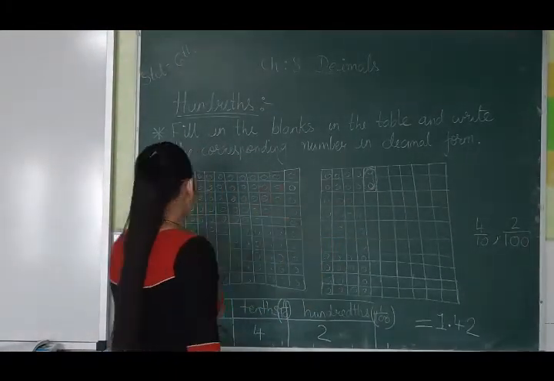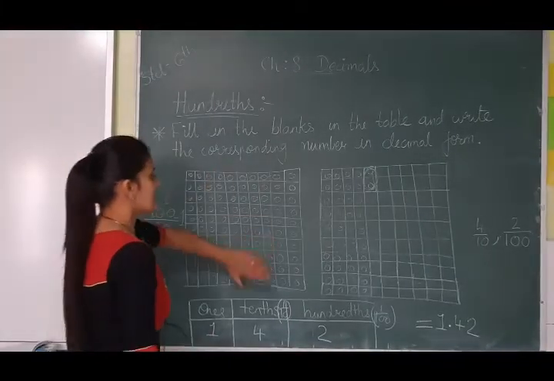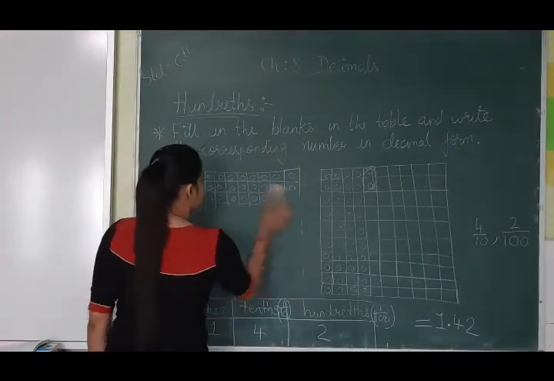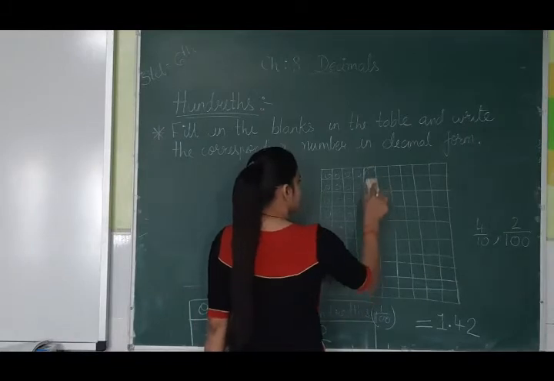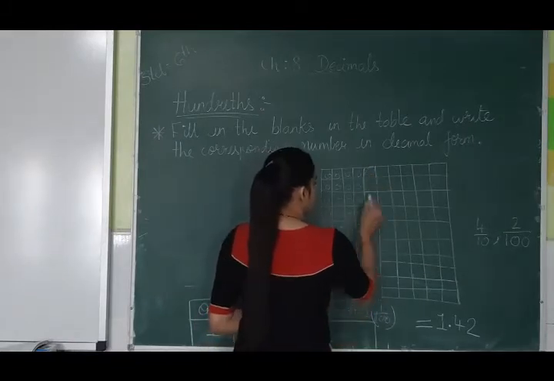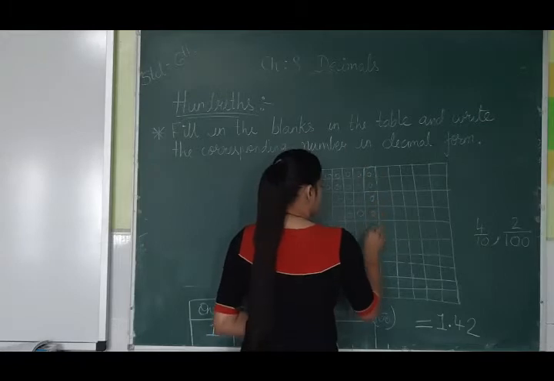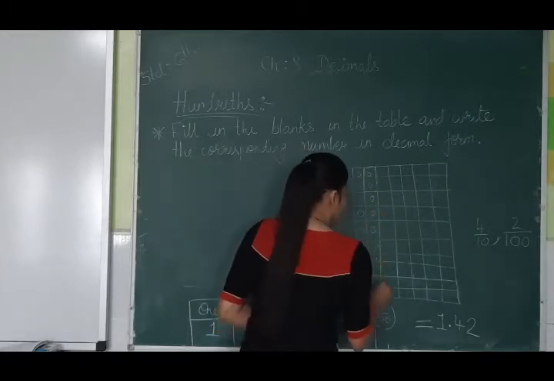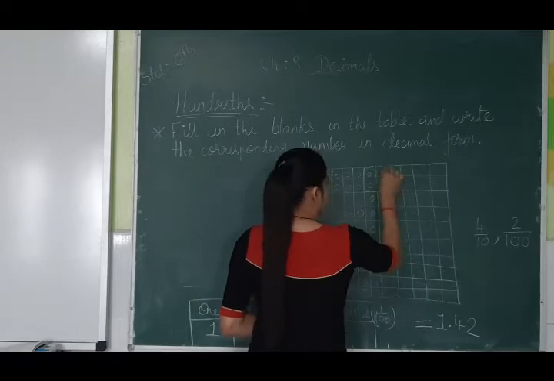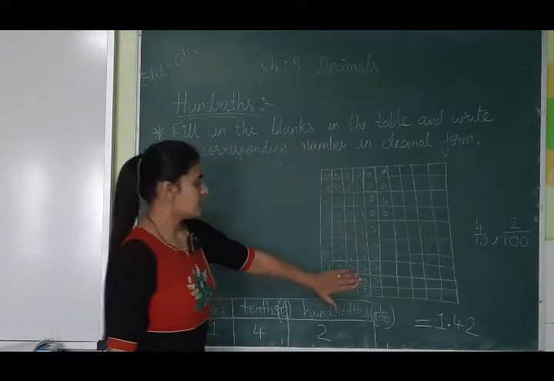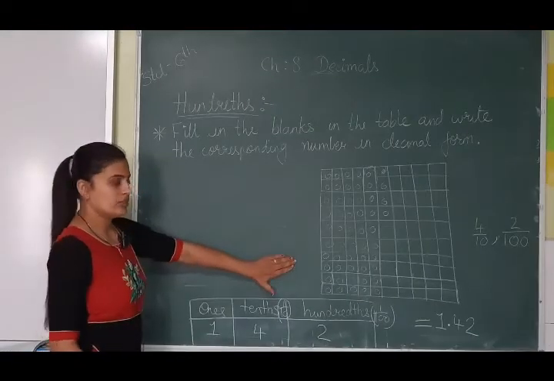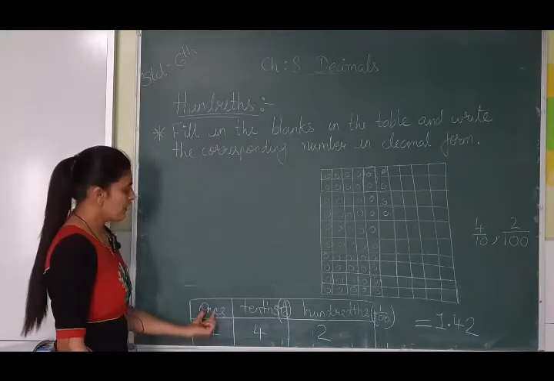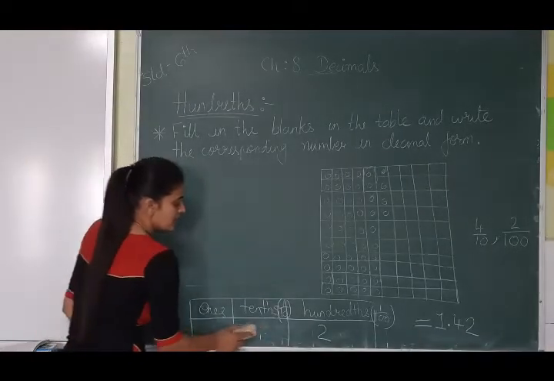Now suppose this block is not given to you. This block is not given to you, and only one block is given to you, and in this block the shaded parts are given to you this way. Now here you can see no fully shaded block is given to you. So where it is ones, what will you write down at the ones?